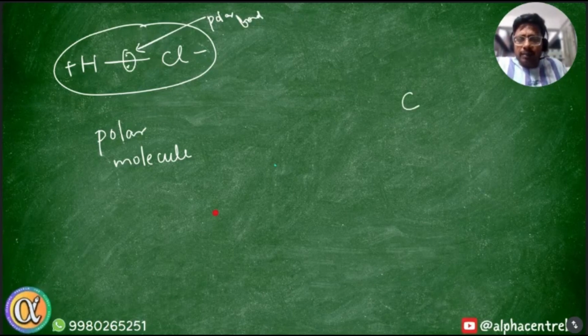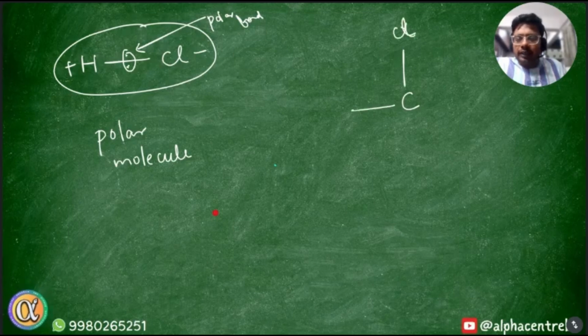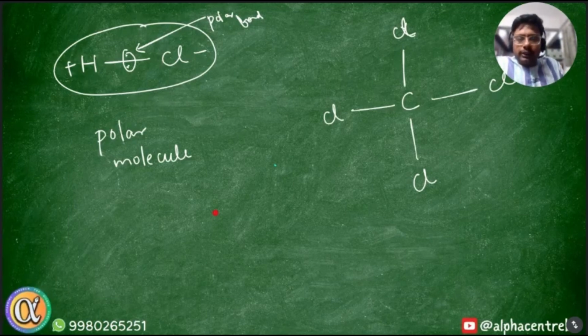Okay, let's take another example. Carbon tetrachloride. A question which comes very often in the ICSE exam. In carbon tetrachloride, 4 chlorines are each sharing one electron with carbon. So even in this case, the shared pair of electrons is closer to chlorine, isn't it?